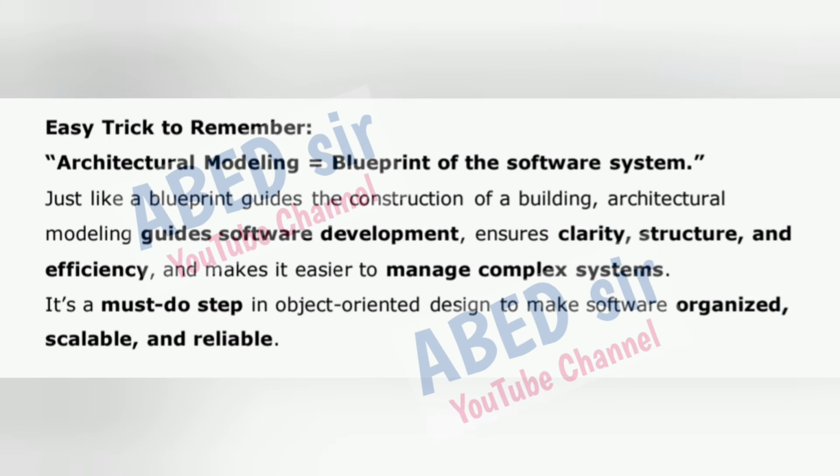Easy trick to remember: architectural modeling is equal to a blueprint of the software system. Just like a blueprint guides the construction of a building, architectural modeling guides software development, ensures clarity, structure, and efficiency, and makes it easier to manage complex systems. It's a must-do step in object-oriented design to make software organized, scalable, and reliable.